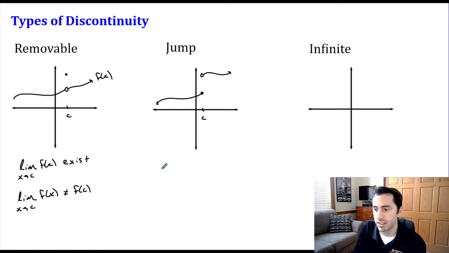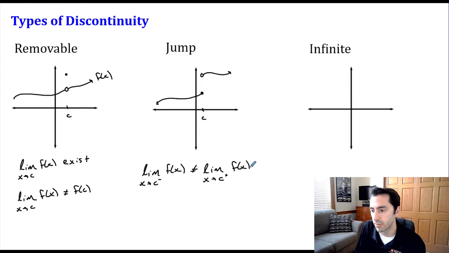Looking at the limits in this case, our two one-sided limits are different. So the limit as x approaches c from the left is not equal to the limit as we approach from the right. Looking at the picture, these two y values are different. The limit as I approach from the left is going to approach this first one, so maybe that's y1. But the limit as I approach from the right is approaching the second one, maybe that's y2.